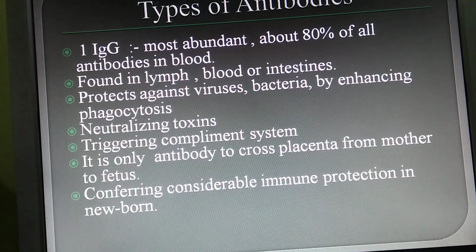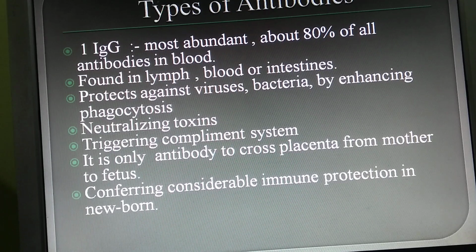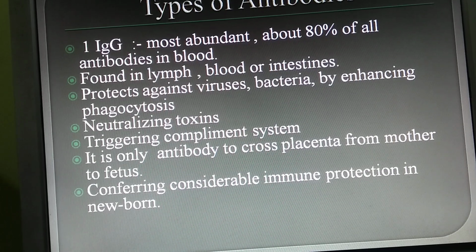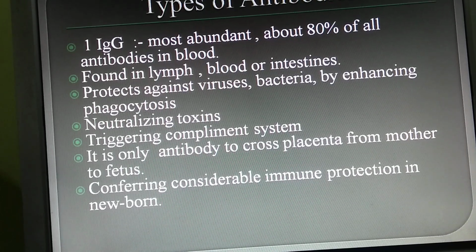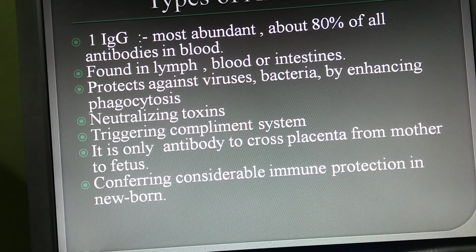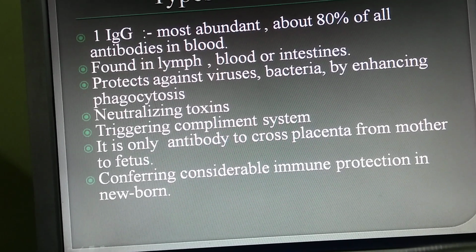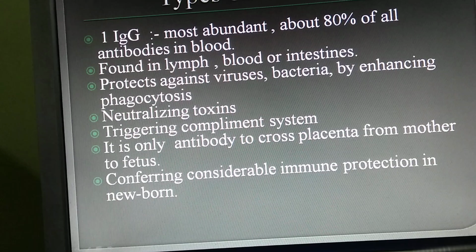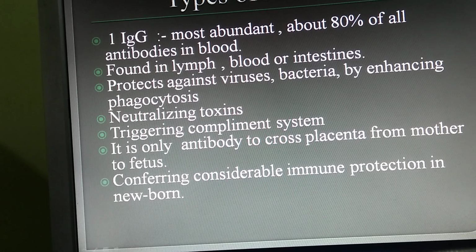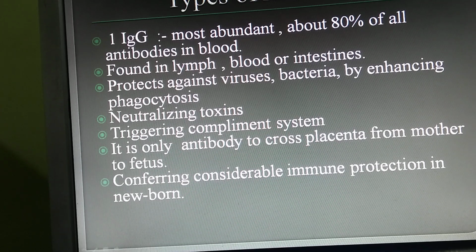Now, first antibody, IgG, is the most abundant, about 80% of all antibodies in the blood, found in lymph, blood, or intestines. These IgG protect against viruses and bacteria by enhancing phagocytosis, neutralizing toxins, and triggering the complement system. It is the only antibody to cross the placenta from mother to fetus, conferring considerable immune protection in the newborn. This is the specialty of the IgG antibody, which is 80% of the total immunoglobulins.